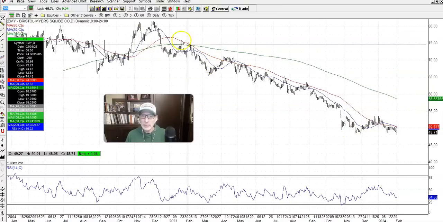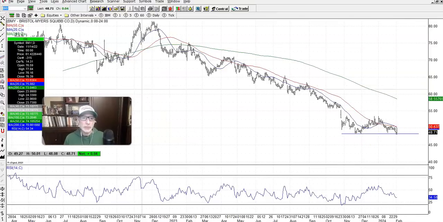Bristol Myers, I mean, it's just been in a downtrend. The whole market is going up. Healthcare stocks have been going down. And so that's a little bit frustrating as well. But we're hoping that it's going to hold here, or I'm hoping it's going to hold here. We got some support right around $48 or so, low $48 range. And we're hoping it's going to bounce.